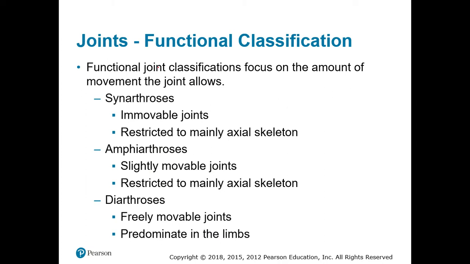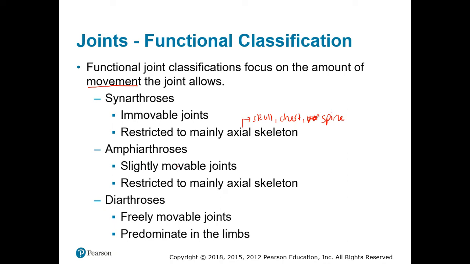So first we're going to talk about functional classification. This focuses on the amount of movement that the joint allows. Synarthroses are called immovable joints. These don't like to move, and these are typically going to be restricted to our axial skeleton. Now remember, our axial skeleton is the main portion of our body. It includes our skull, basically any region in our chest, and then also our spine, our backbone.